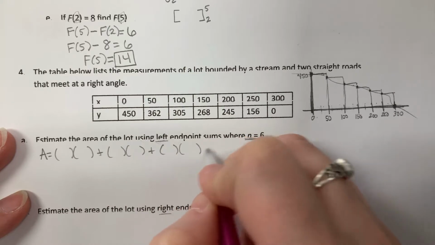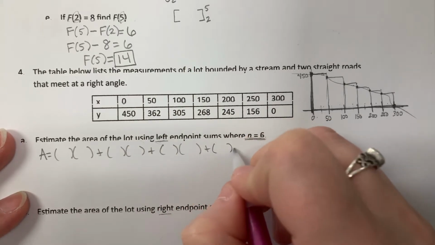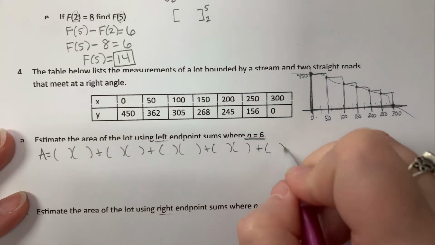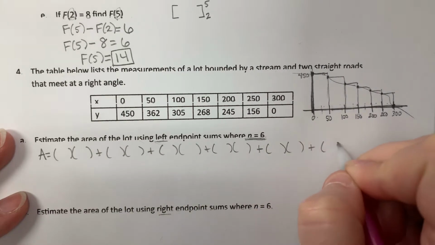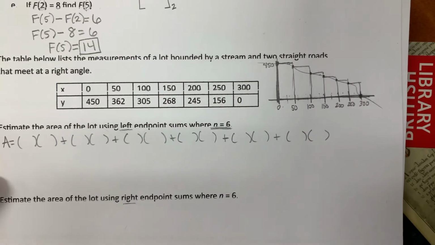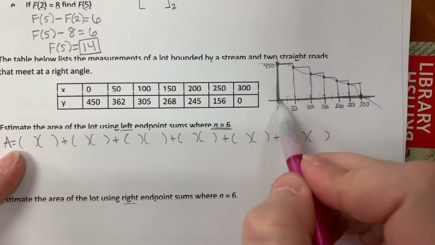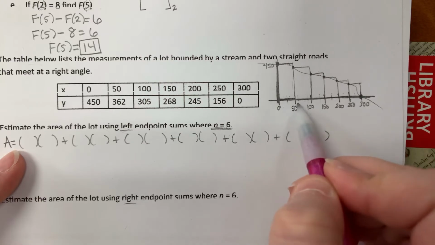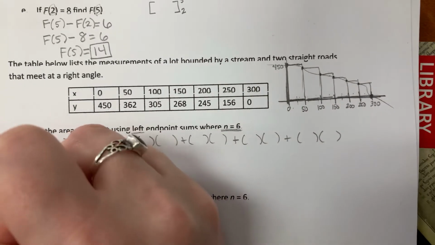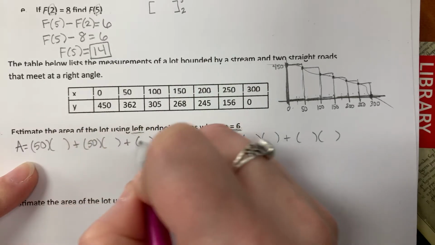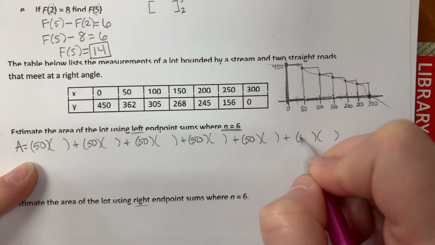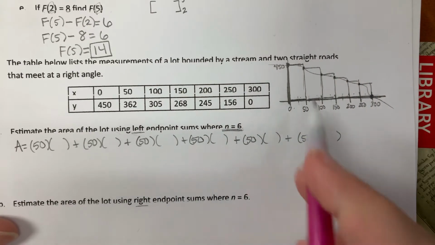So let me write these out so that I don't forget what I'm doing here. 1, 2, 3, 4, 5, 6. So I'm going to have 6 rectangles that I'm finding areas for. For each one of them, the base is 50. This is 50, this is 50, this is 50, right? So my bases are all 50. Okay, my heights are those y values.